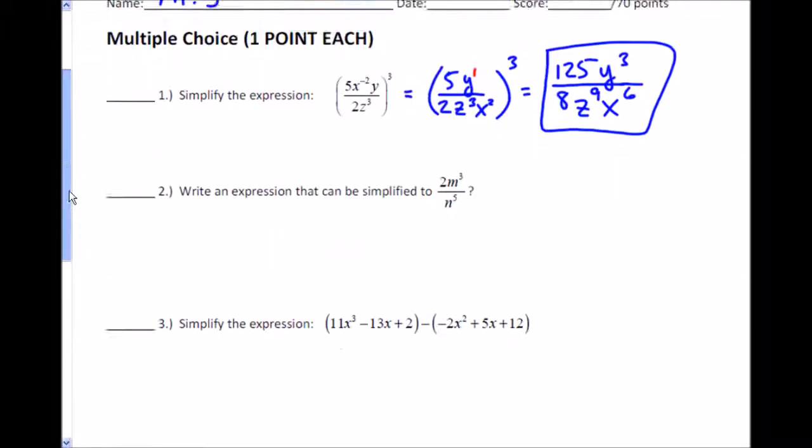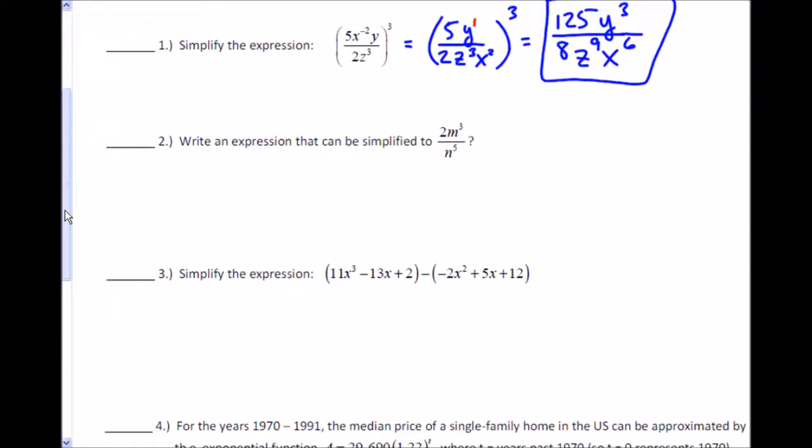Number 2, it asks me to write an expression that can be simplified to this value. And really, there's plenty of answers that you could have here. You could do something very simple working backwards. For the 2, we could do just some division here and maybe do 4 over 2. That would give us the 2 in the numerator. From m to the third, we could use some kind of division also. Maybe an m to the fifth divided by an m to the second.